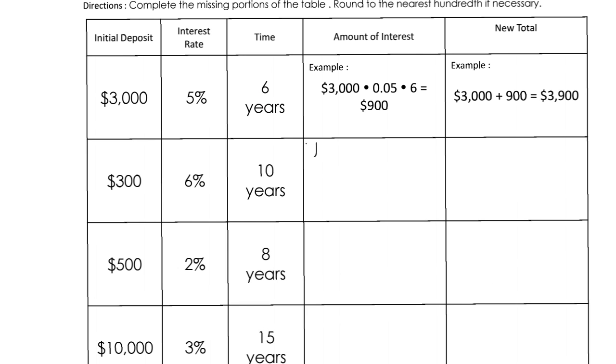All right, so again, our equation is I equals PRT. So we want to find our new total. So first we have to find how much interest we earned. When we have our initial deposit is our principal. This 6% is our rate, which we have to convert to a decimal, and then 10 years is time. Okay, so now we're going to plug these values into our equation. So our interest equals 300 times 0.06 times 10.